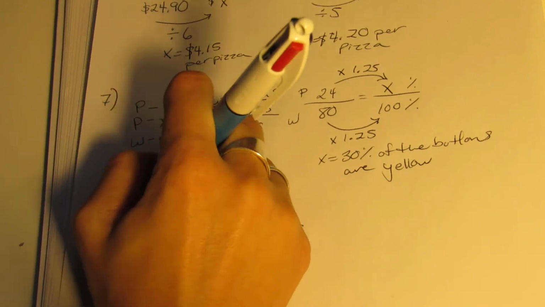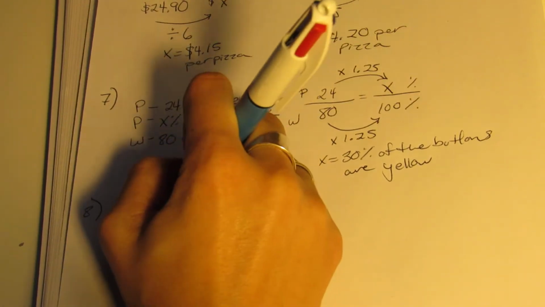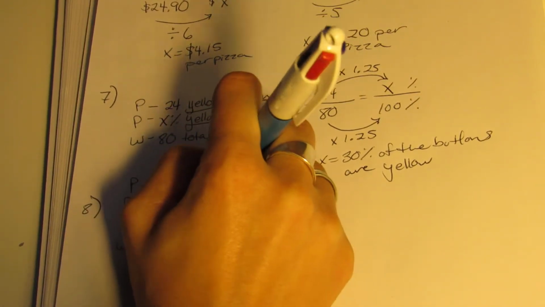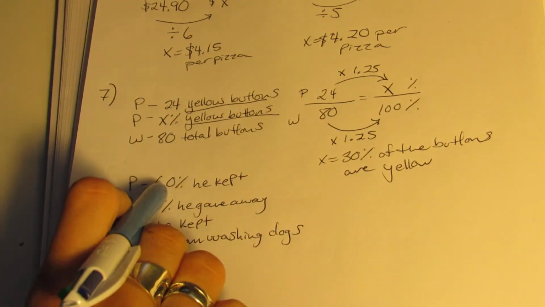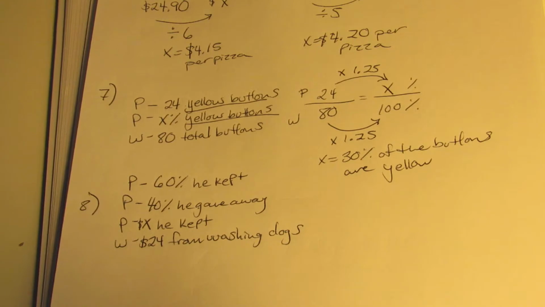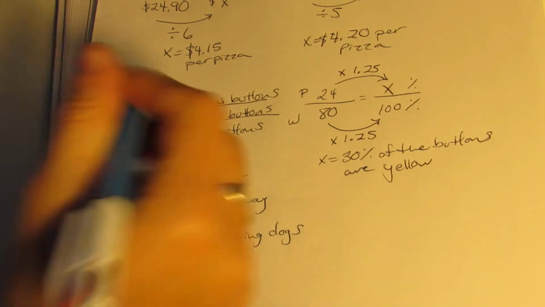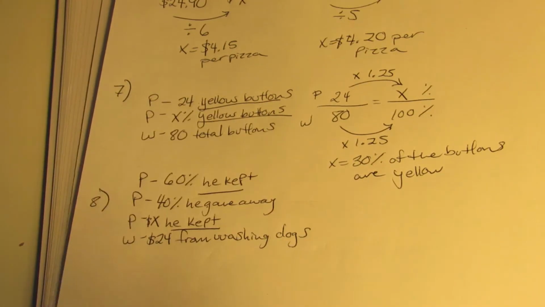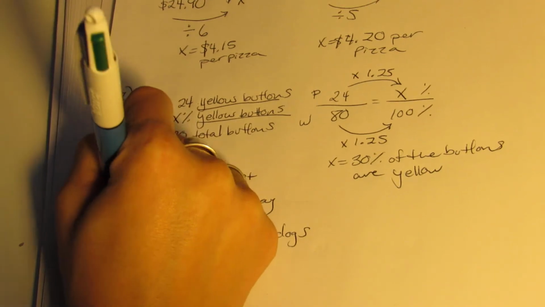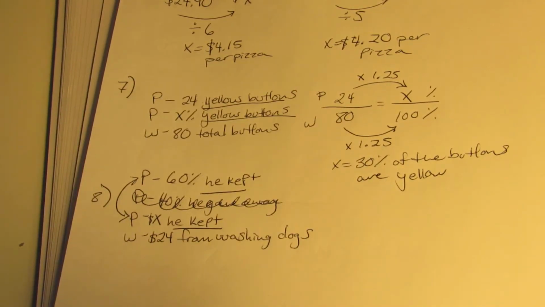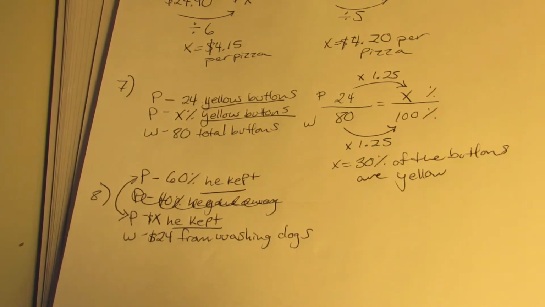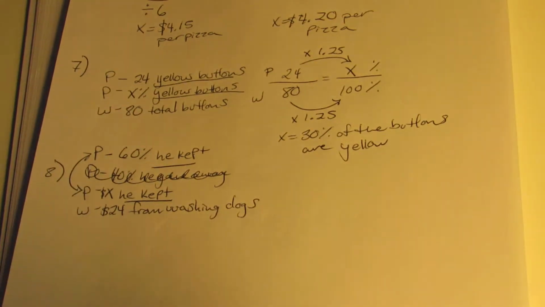So I can say that he gave or he kept 60% because they're opposites. He gave away 40%, he kept 60%. Now I'm going to look at the two P's that match. He kept, match. So I want to use that P and this P. I don't even need the 40% that he gave away. All right, so now I can go ahead and set up my proportions since I found my P's.